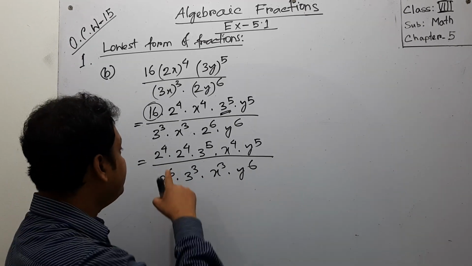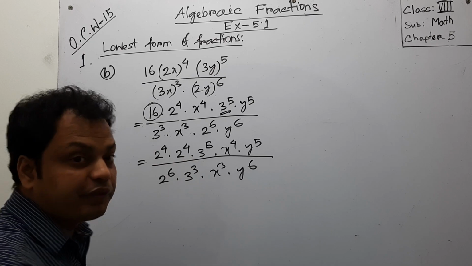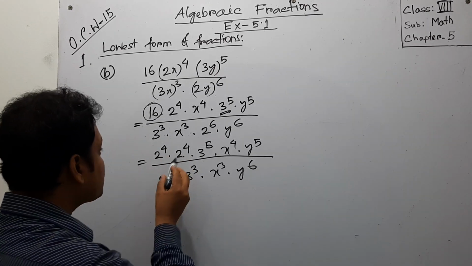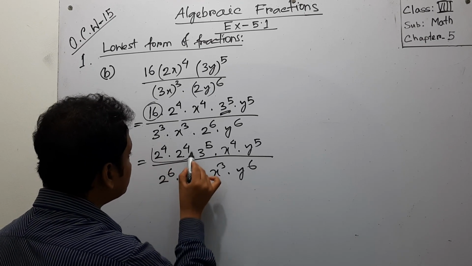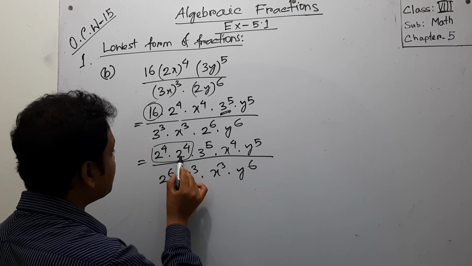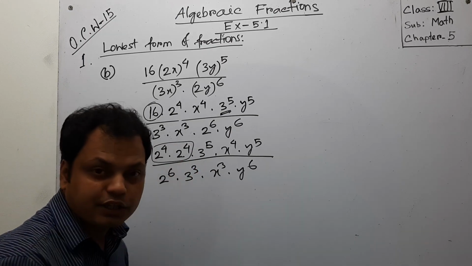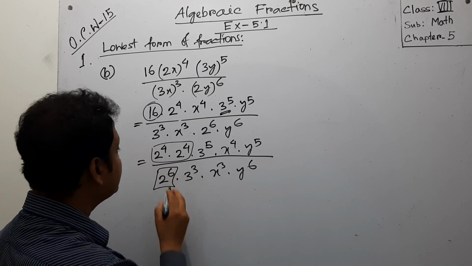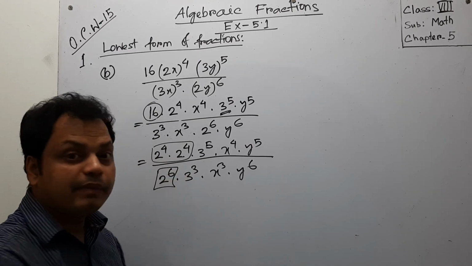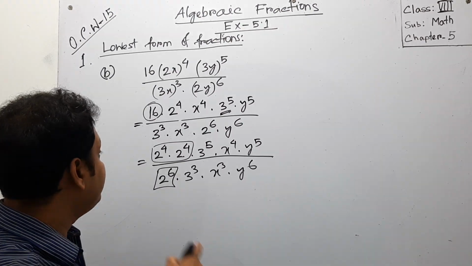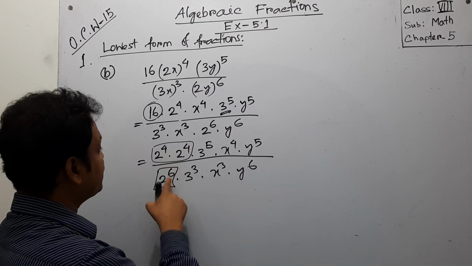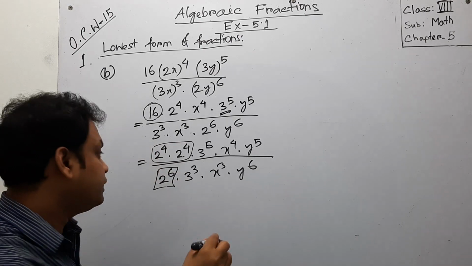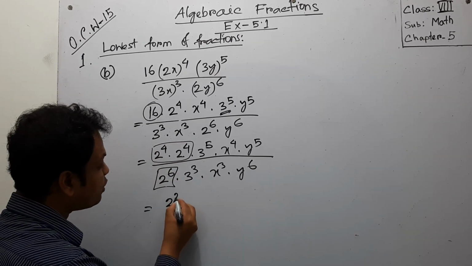Now we will eliminate the common factors from the numerator and denominator. Look here, 2 power 4 into 2 power 4 will give 2 power 8, and here we have 2 power 6. Then by the method of exponents, dividing numerator by denominator, we cancel 6 of the 2s from the 8 twos, and we get 2 square.